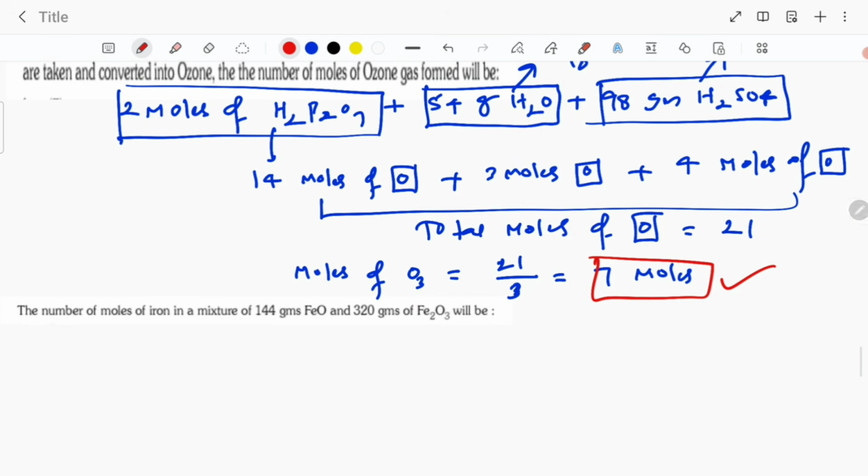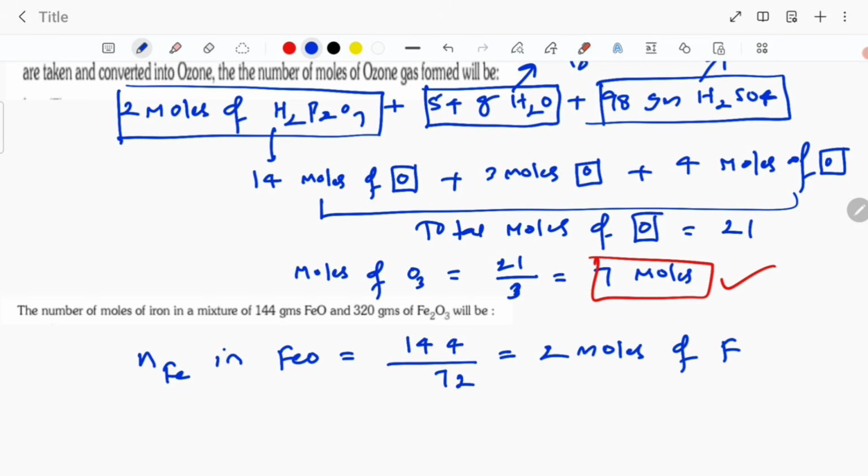Next, the number of moles of iron in a mixture of 144 grams FeO and 320 grams of Fe2O3 will be. See now. So here moles of iron in FeO is equal to 144 grams by 72, the molecular mass, which is equal to 2. Number of moles of iron in FeO is 144 by 72, which is 2 moles. So here 2 moles of iron.